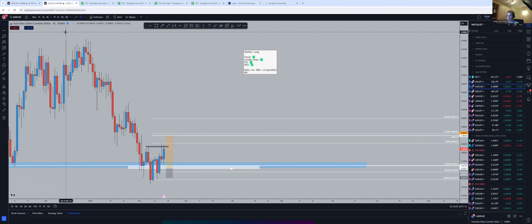So what I want to see is that the 4 hour is coming back correctively or making a bullish candle, closing above it, and then coming more correctively back with 2 or 3 candles.